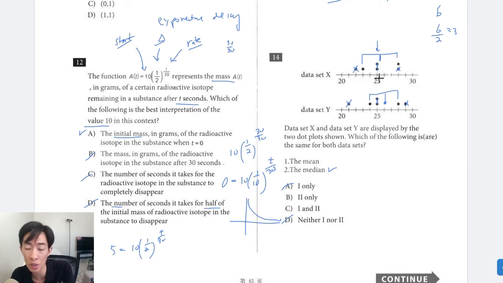I'm pretty sure that you can do it that way. If that's wrong, then please correct me. And so the answer, whether you do it that way or by calculator, is going to be choice B, because the mean is not going to be the same.